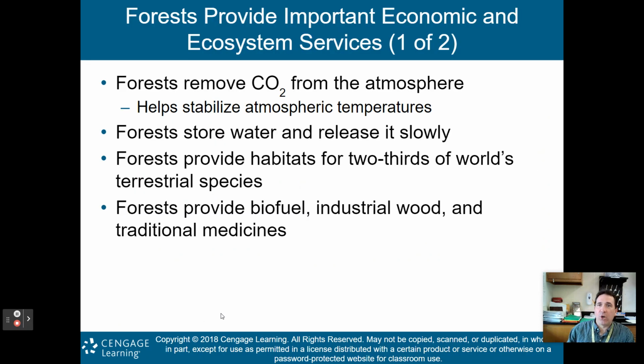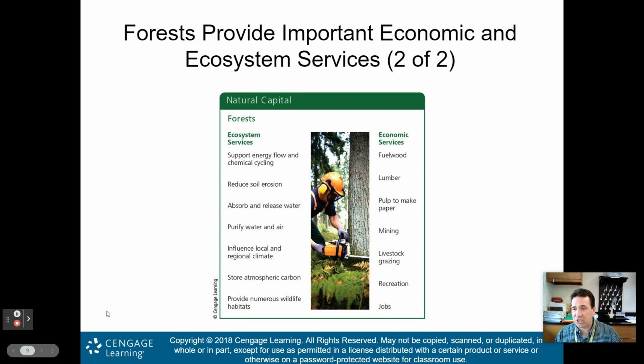Here are some more of those economic and ecosystem services that these forests provide for us. So what do they do? They help remove carbon dioxide from the atmosphere, right? We did our carbon sequestration lab a couple of months ago. They help stabilize atmospheric temperatures. Forests store water and release that water slowly. Forests provide habitat for two-thirds of the world's terrestrial species. Forests provide biofuel, industrial wood, and traditional medicines for us as well. So these are just some of the ecosystem services that forests provide.